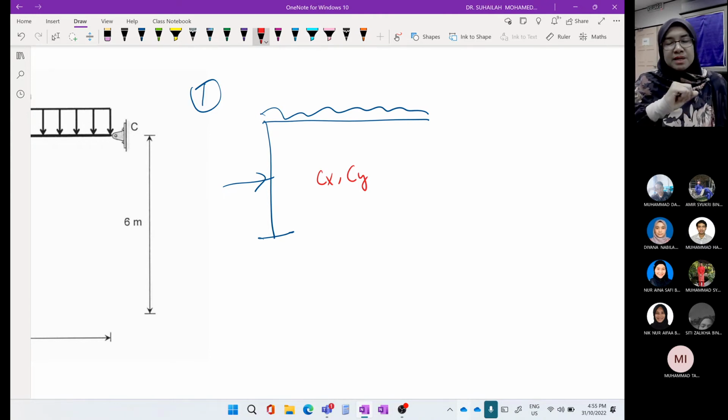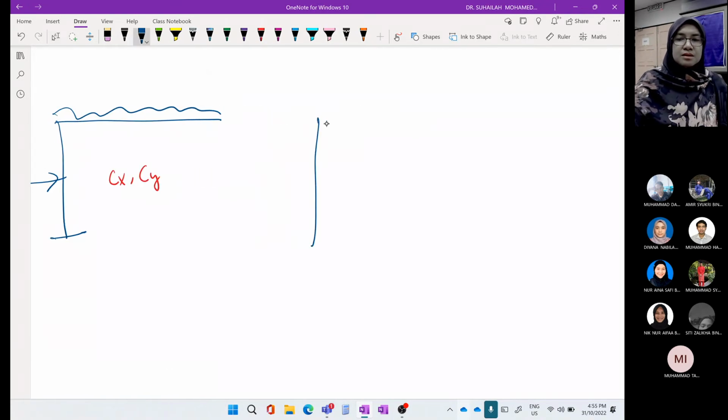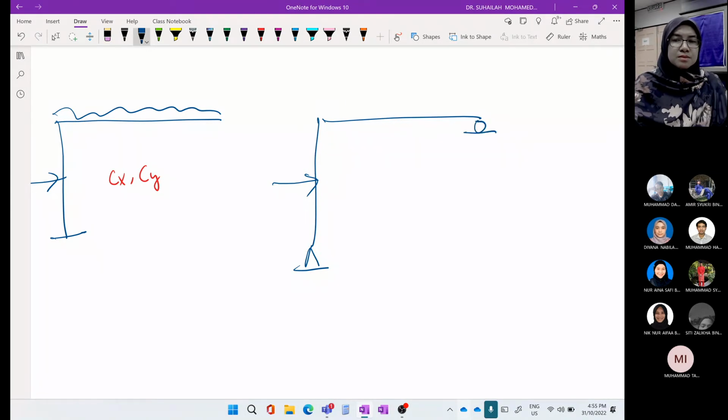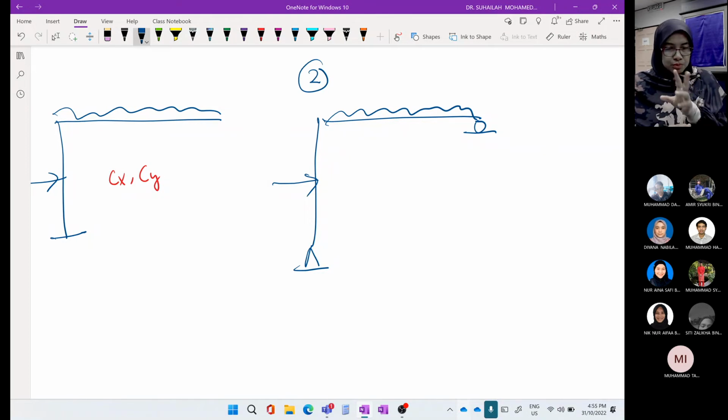Okay, second possibility. We remove 1 from A, 1 from C. Remove 1 from fix, fix become pin. Remove 1 from pin, pin become roller. This is the primary frame, option number 2.